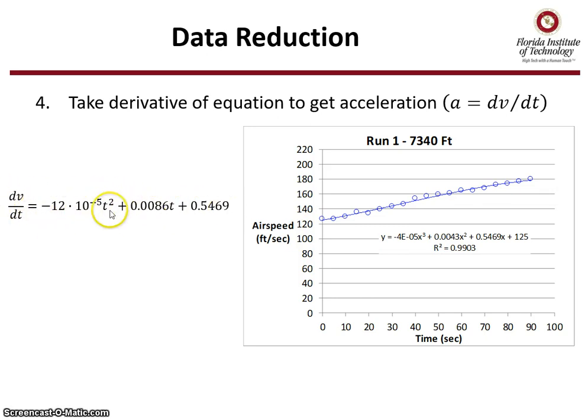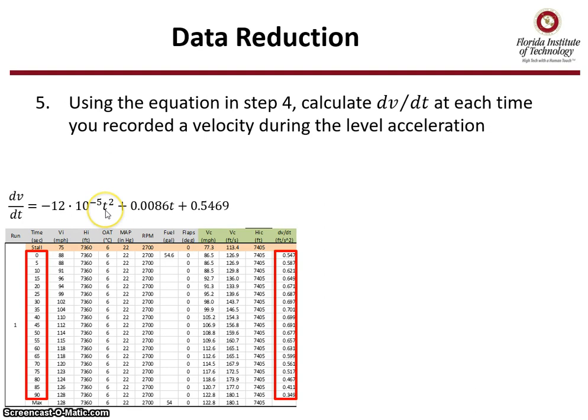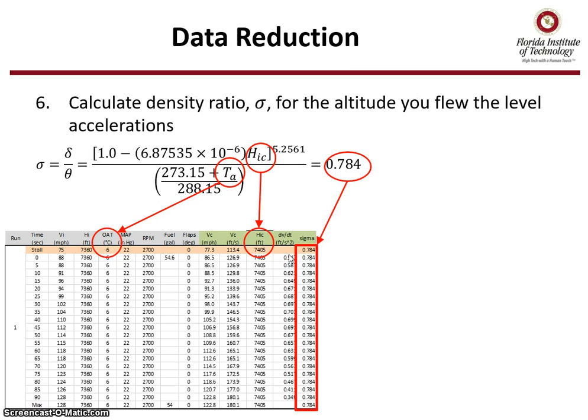And with that equation, we now can substitute in all the times we took data at, so basically 0 through 90 seconds in 5-second increments, into this equation and calculate the associated dv/dt at each time step. Next, we'll calculate density ratio using the equation we've used in the past lab. So we'll just take our instrument corrected pressure altitude, in this case 7405, put in our ambient temperature 6 degrees, and again these did not change throughout the acceleration, so this sigma works for all time steps.